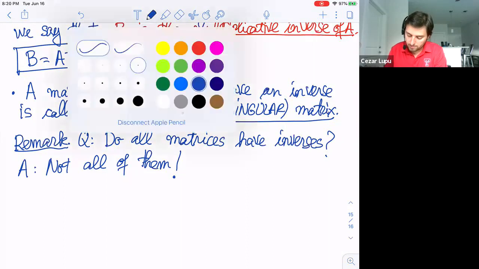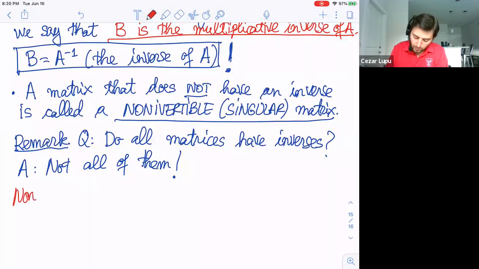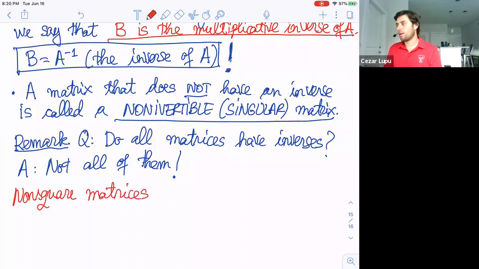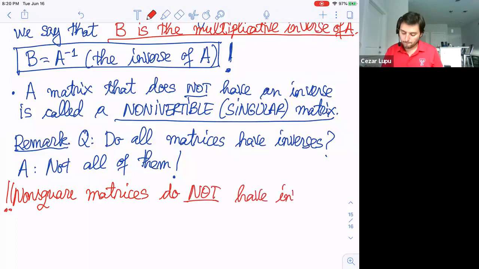Non-square matrices do not have inverses. This is very important. I cannot talk about the inverse of a matrix unless that matrix is a square matrix.